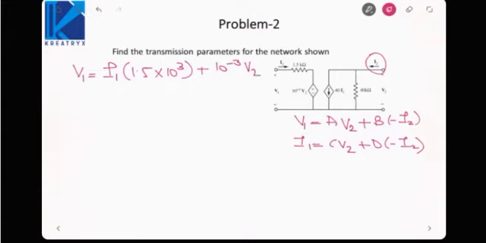Since the A parameter is coming out to be negative, it means voltage gain is negative, which implies that the input and the output voltage are 180 degree out of phase.